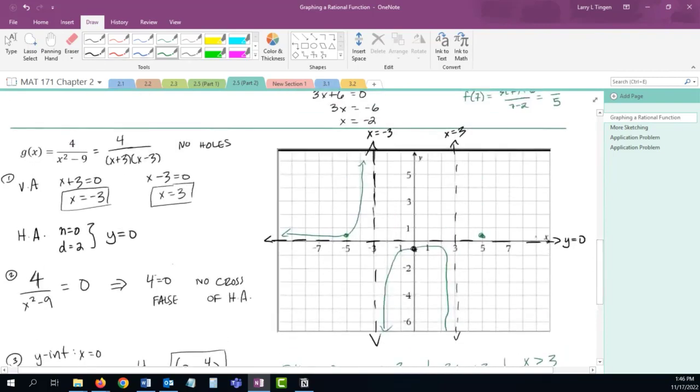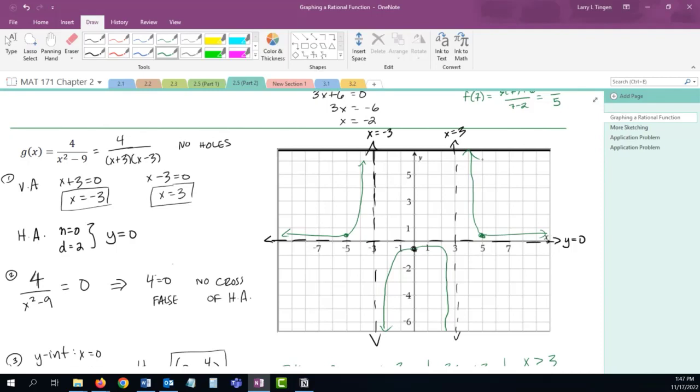So if I know that point lives above the horizontal asymptote, guess what the function's doing? It's doing that same behavior. It's hugging the vertical asymptote as x gets closer and closer to 3, and it's hugging the horizontal asymptote as x gets larger and larger and larger.